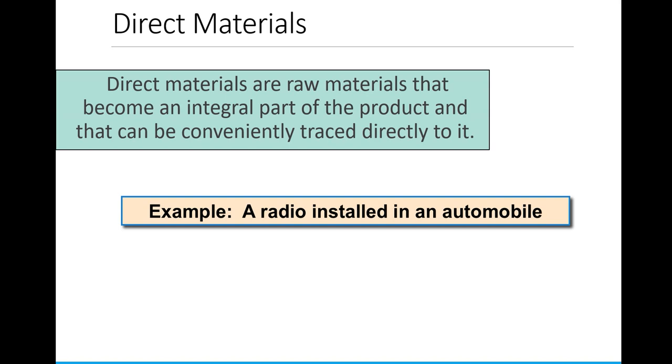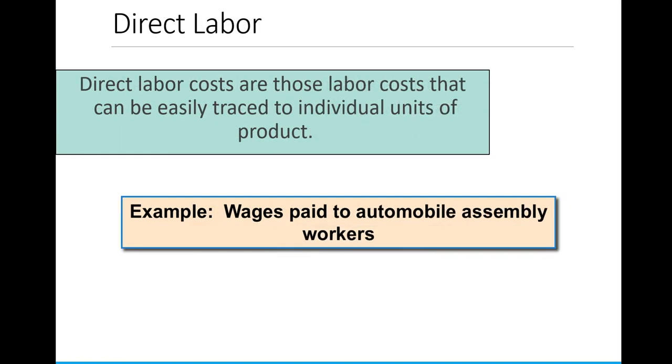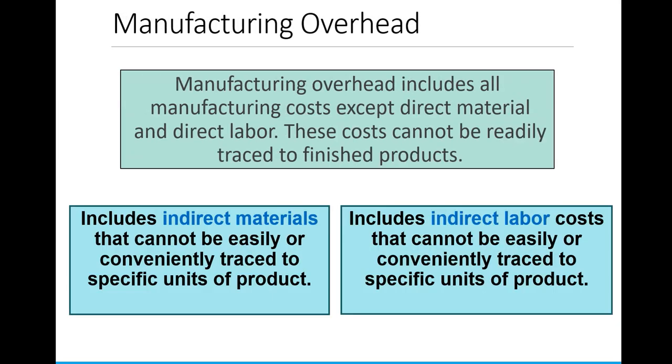So direct materials are raw materials that become an integral part of the product and that can be conveniently traced directly to it. For example, a radio installed in an automobile. Direct labor costs are those labor costs that can be easily traced to individual units of product. For example, wages paid to automobile assembly workers.